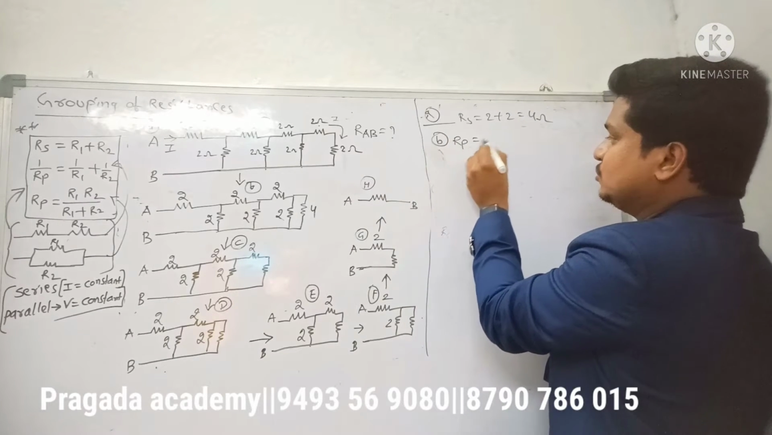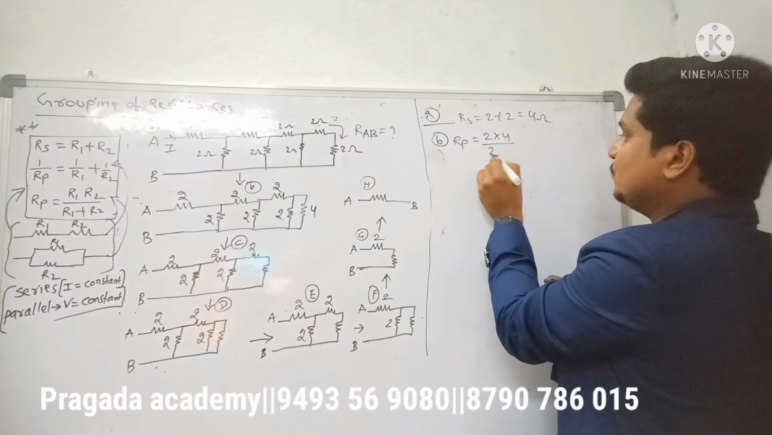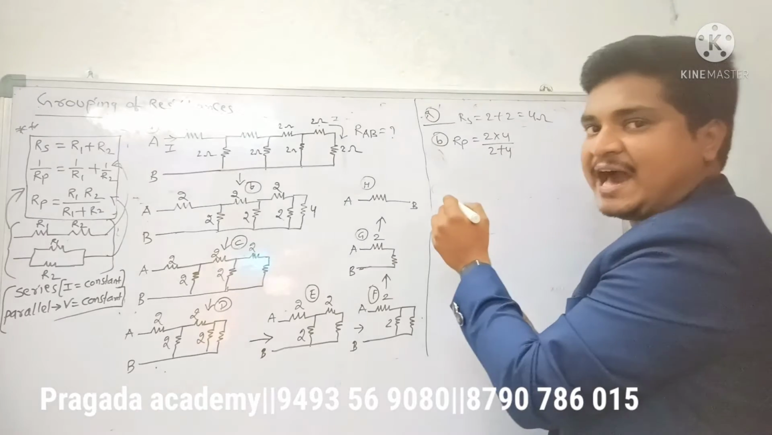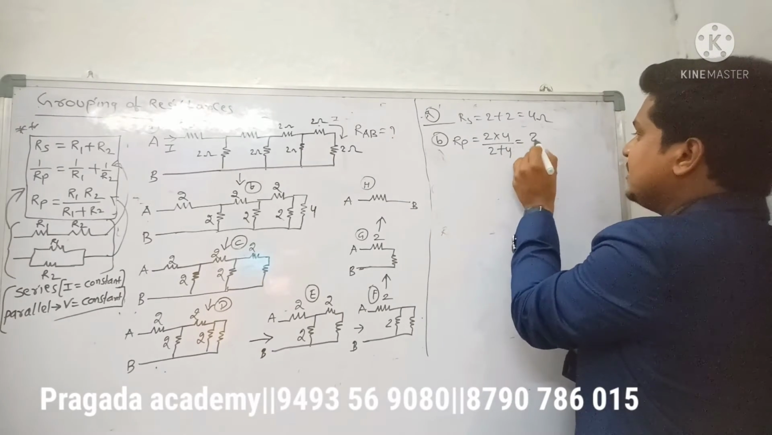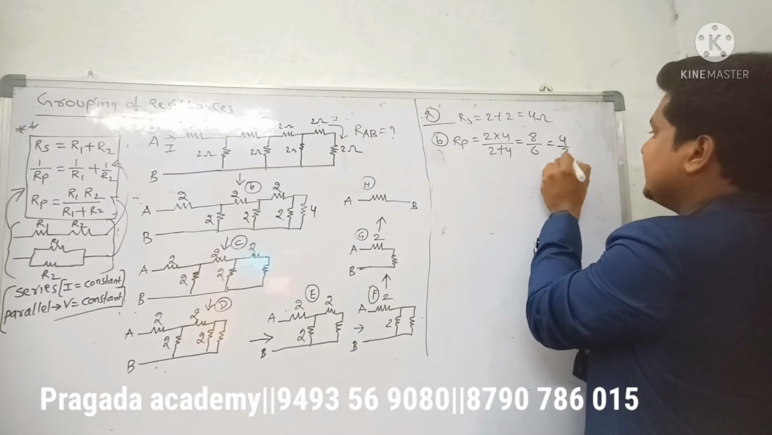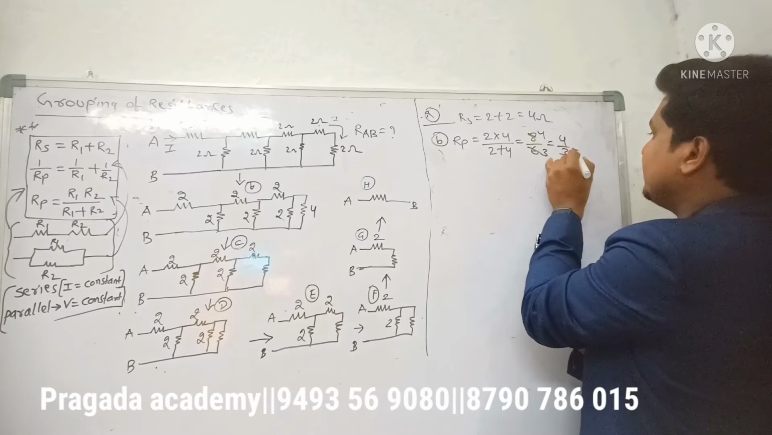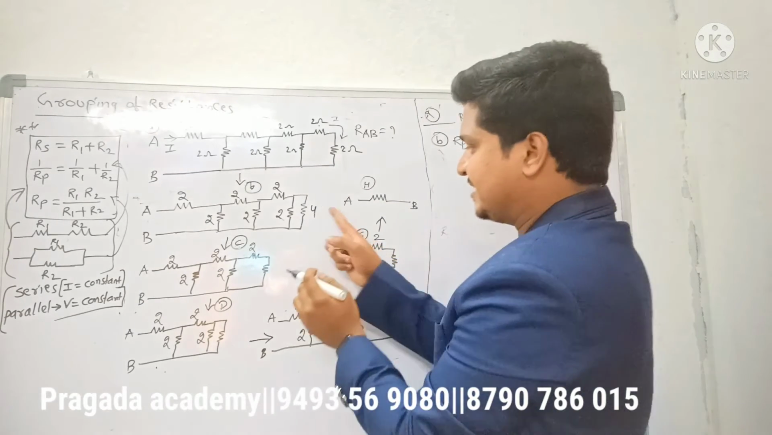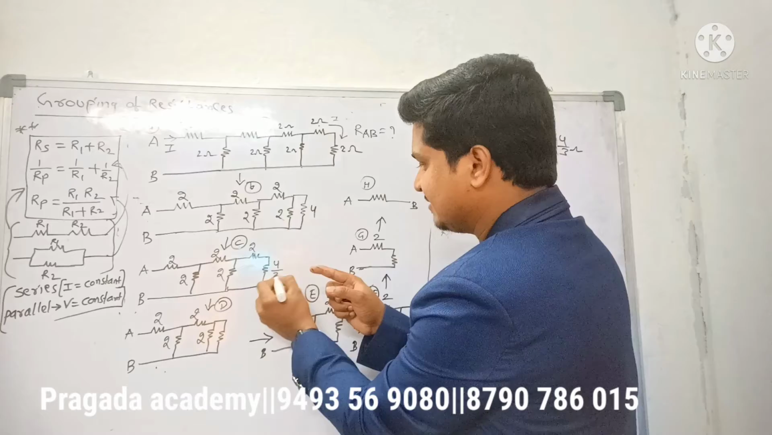So RB is equal to 2 into 4 by 2 plus 4, that is R1 into R2 by R1 plus R2. You will get 8 by 6, nothing but 4 by 3. So 2 3s are 6, 2 4s are 8, you will get 4 by 3 ohm. In the next step, you will write here 4 by 3.